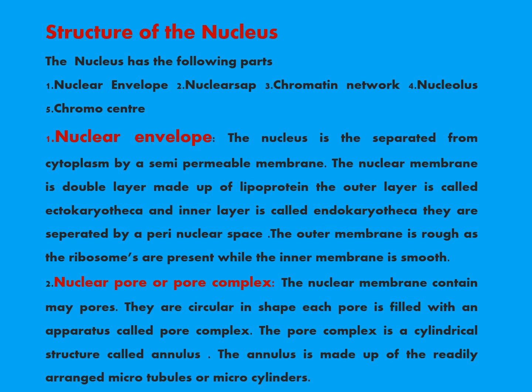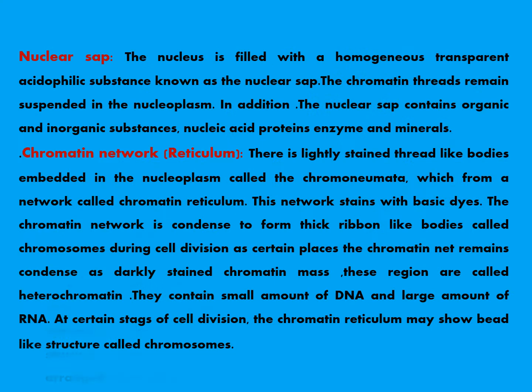Now next is the nuclear pore or pore complex. The nuclear membrane contains many pores. They are circular in shape. Each pore is filled with an apparatus called the pore complex, and there is a presence of tubules. Next is the nuclear sap. The nucleus is filled with a homogeneous transparent acidophilic substance known as nuclear sap.